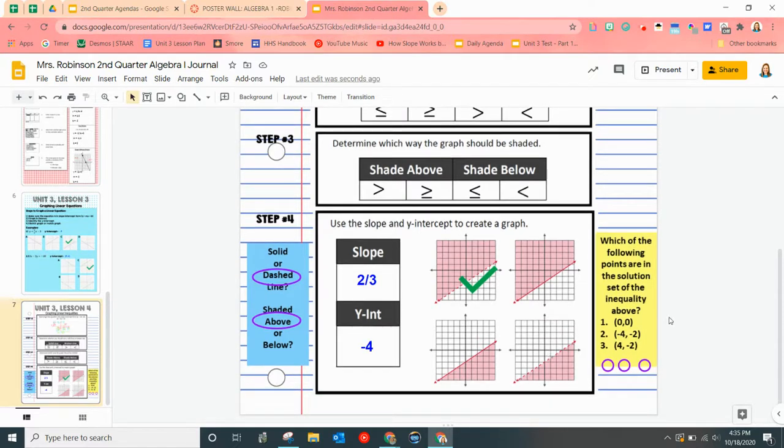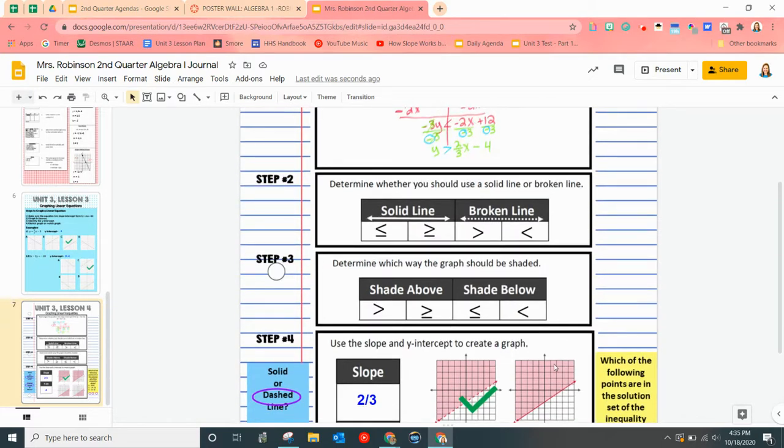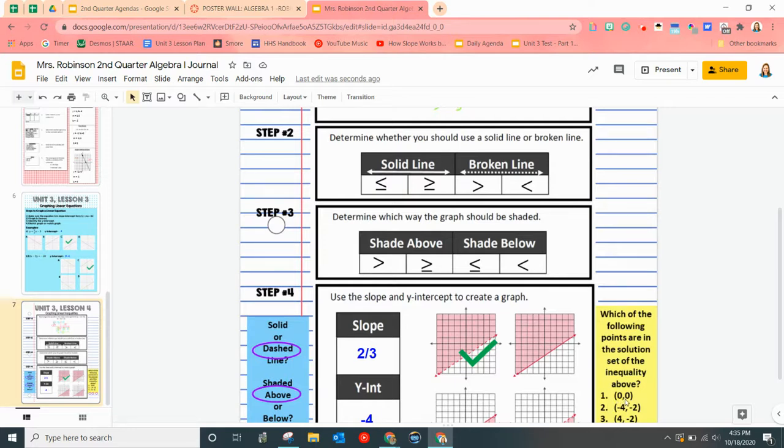Now, the other question we want to consider is, which of the points are solutions to the inequality above? In order for it to be a solution to the inequality, for instance, look at the point 0, 0. That's x, y. An x value of 0, a y value of 0.